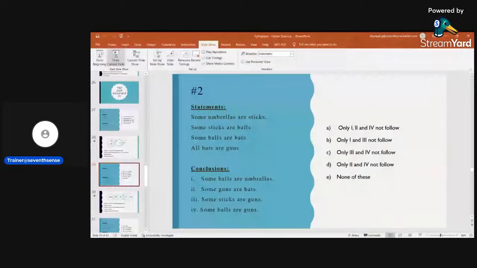Okay, so let's draw a Venn diagram first. So this is the Venn diagram we got. So let's check the conclusions. Some balls are umbrellas. Is it some balls are umbrellas? No direct connection, so it's false. Some guns are bats. Is it some guns are bats? Yes, so the second one is true.